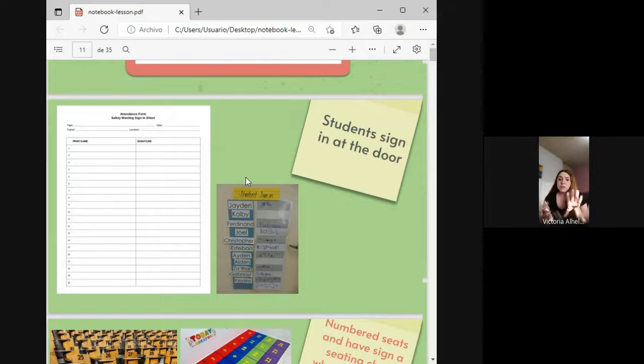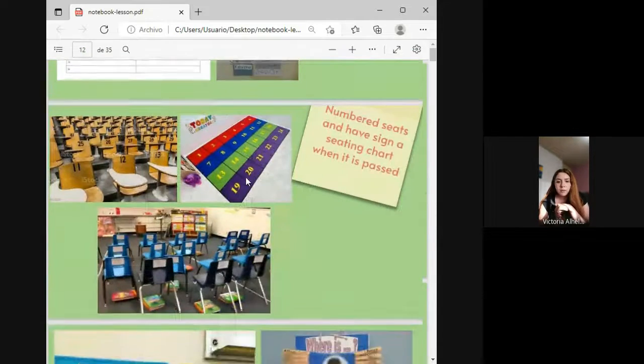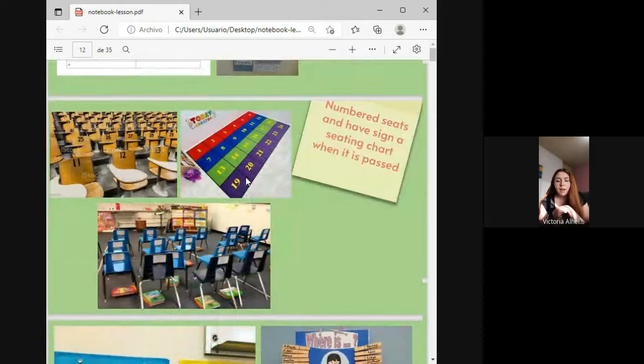That is a strategy for attendance. The other one is going to be to number the seats of your students. Yes, to number the seats of your students, we have, for example, 20 students. So we have 26, and we have to number every seat. And if there is not a student, that means that they're not there.